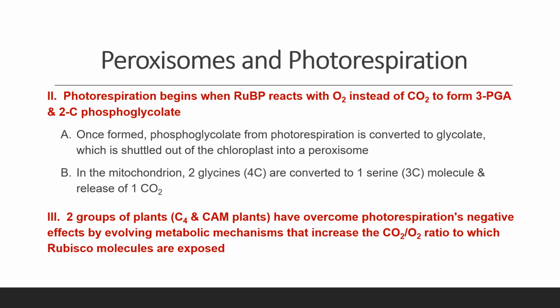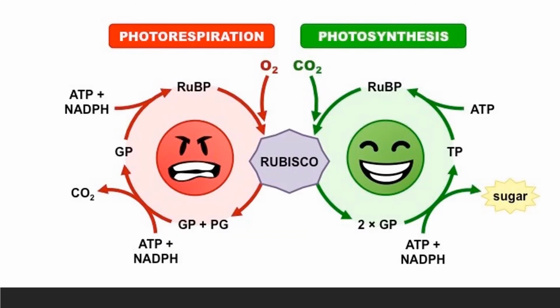Two groups of plants, C4 and CAM plants, have overcome photorespiration's negative effects by evolving metabolic mechanisms that increase the carbon dioxide and oxygen ratio to which rubisco molecules are exposed. So this is how different plants could evolve because of the different factors that could affect their growth and development. So this is a representation of how photorespiration and photosynthesis actually look like.